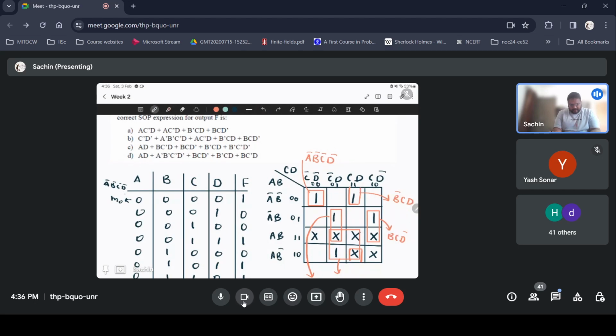So A bar, B bar, C bar, D bar, only when you give 0000 will this become high. If any one of the inputs is a 1, the complement of that will be 0, and when it is ANDed with the other variables, regardless of their value, you will get a low output. So that's what a minterm is.